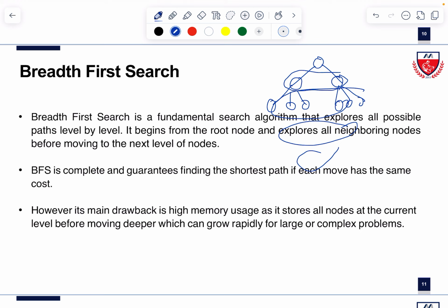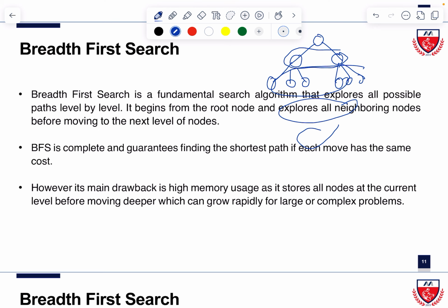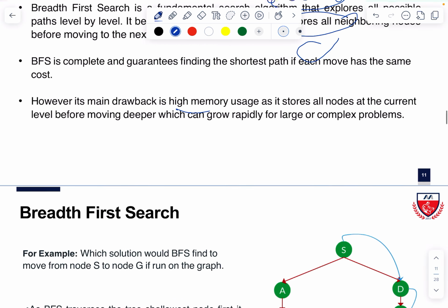So BFS is complete and guarantees finding the shortest path if each move has the same cost. However, yung drawback niya is high memory usage as it stores all nodes at the current level before moving deeper, which can grow rapidly for large or complex problems. Say, for example, masyadong mataas yung tree mo, di ba? So if that happens, i-store niya isa-isa yung mga na-visit niyang node. So, hence, its drawback is this one, high memory usage.